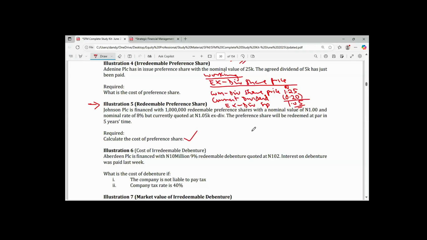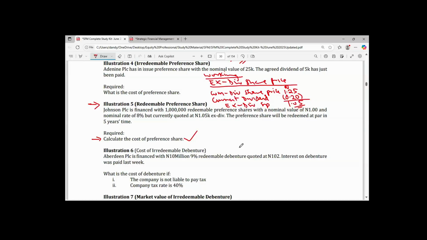You can see in these requirements, the examiner did not tell you to calculate cost of redeemable preference share. Preference share will be redeemable if and only if the redemption date is given to you. In this question, you are given when the preference share will mature, which is in 5 years' time. If this redemption date is not given, then you calculate cost of irredeemable preference share. But here we are given the redemption date. Therefore, we are going to calculate internal rate of return as the cost of redeemable preference share.